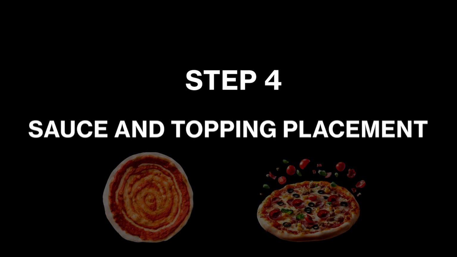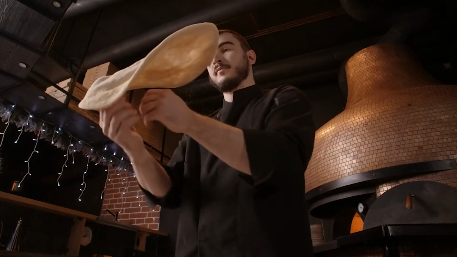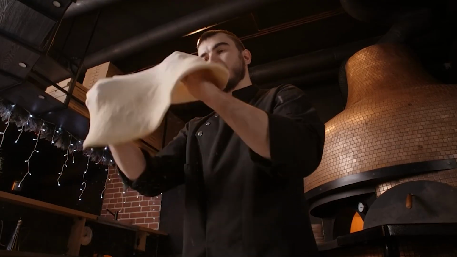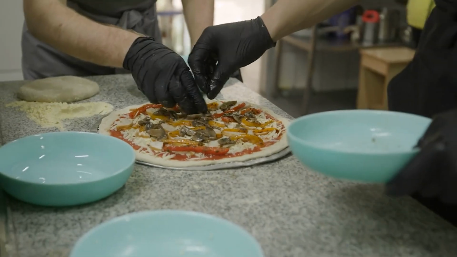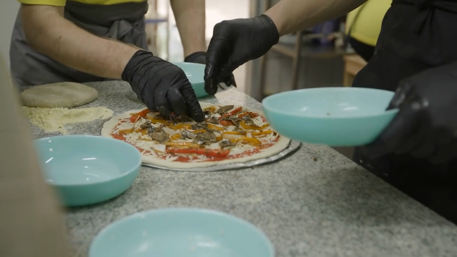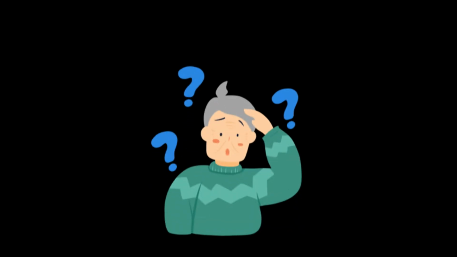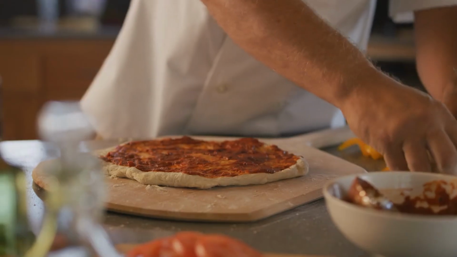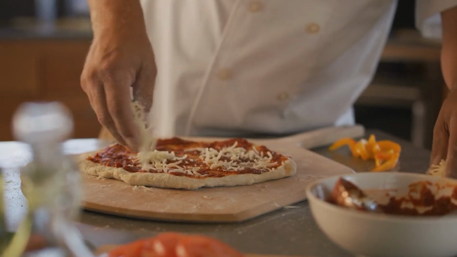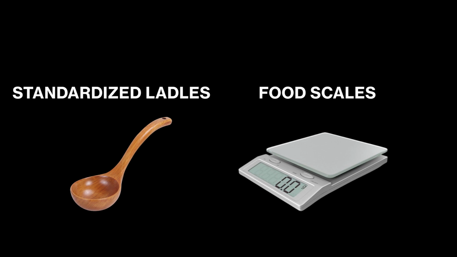Step 4. Sauce and topping placement. Now, no matter how long you've been in the industry, you aren't a machine, and you're prone to making mistakes. You already know that you have to spread the sauce, cheese, and toppings in the right amount and places, but you could have a bad day and miss one of them. So instead of pouring the sauce from the bucket or using our hands for the cheese, we'll use standardized ladles and food scales to make sure that there isn't a shortage or an excess of any topping.